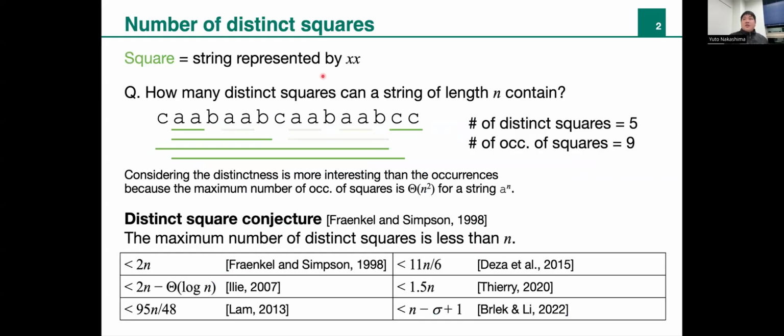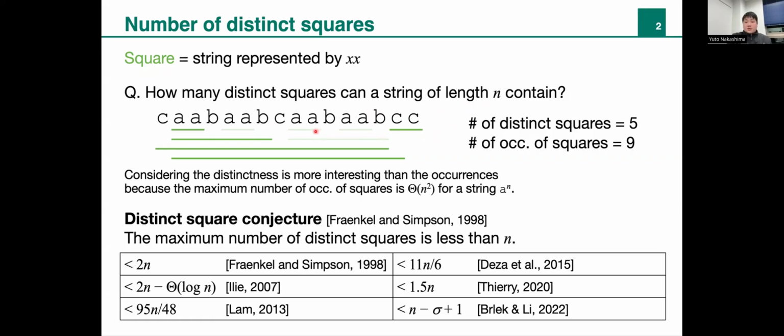Everyone here knows what a square is. A square is represented by XX for some string X. It is one of the fundamental topics in combinatorics on words. Properties of repetitions are widely used in many fields. One of the natural questions on squares is: how many distinct squares can a string of length n contain?